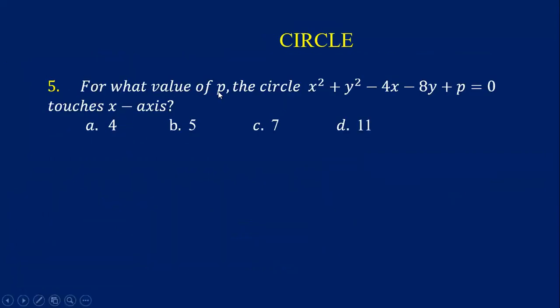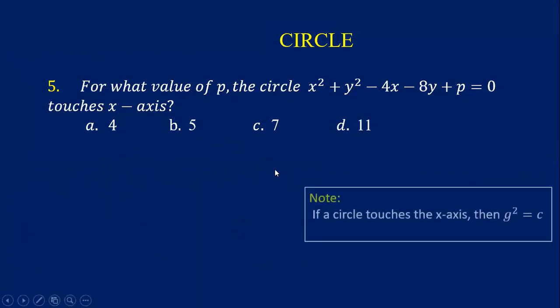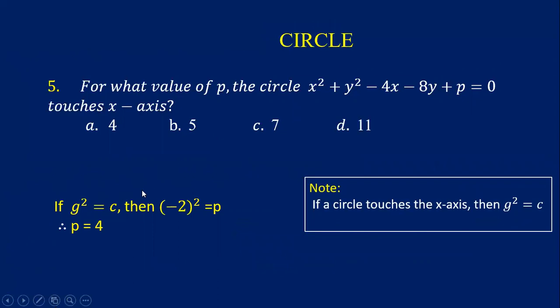For what value of p does the circle, this one, touch x-axis? We know when a circle touches x-axis, then we get g square is equal to c. G square is equal to c, when a circle touches x-axis. What is g here? G is equal to minus 2. And that c is p here. So p is equal to 4.